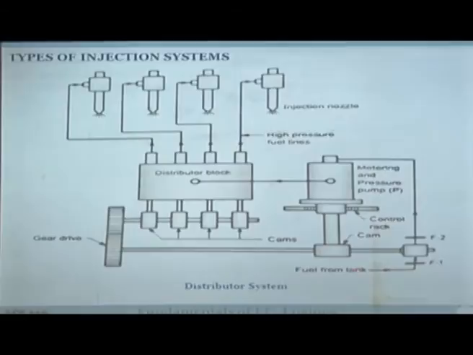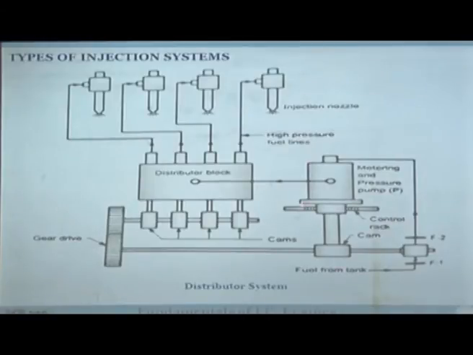So this is what is seen here also. This is the fuel coming in from the tank. These are the 2-stage filtration. It is connected to the gear drive. This is going into this pump system. There is a cam here. There is a control rack which controls how much quantity needs to be injected in each of the cylinders. And this is the metering and pressurizing pump.